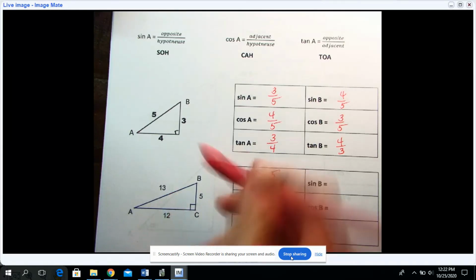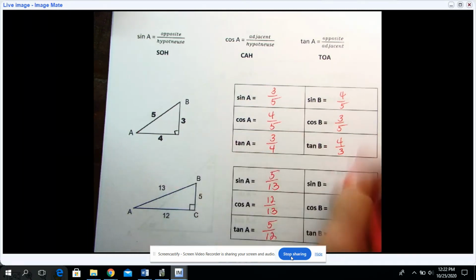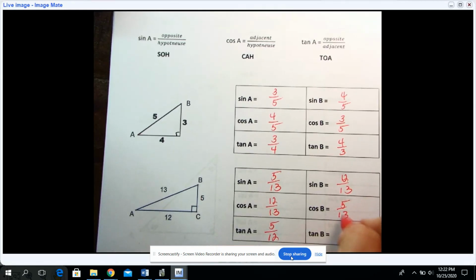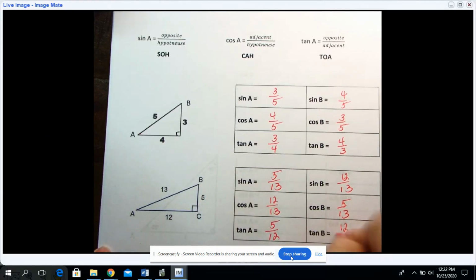If we look at angle B, sine is opposite over hypotenuse, 12 over 13. Cosine is adjacent over hypotenuse, 5 over 13. And tangent is opposite over adjacent, which is 12 over 5.